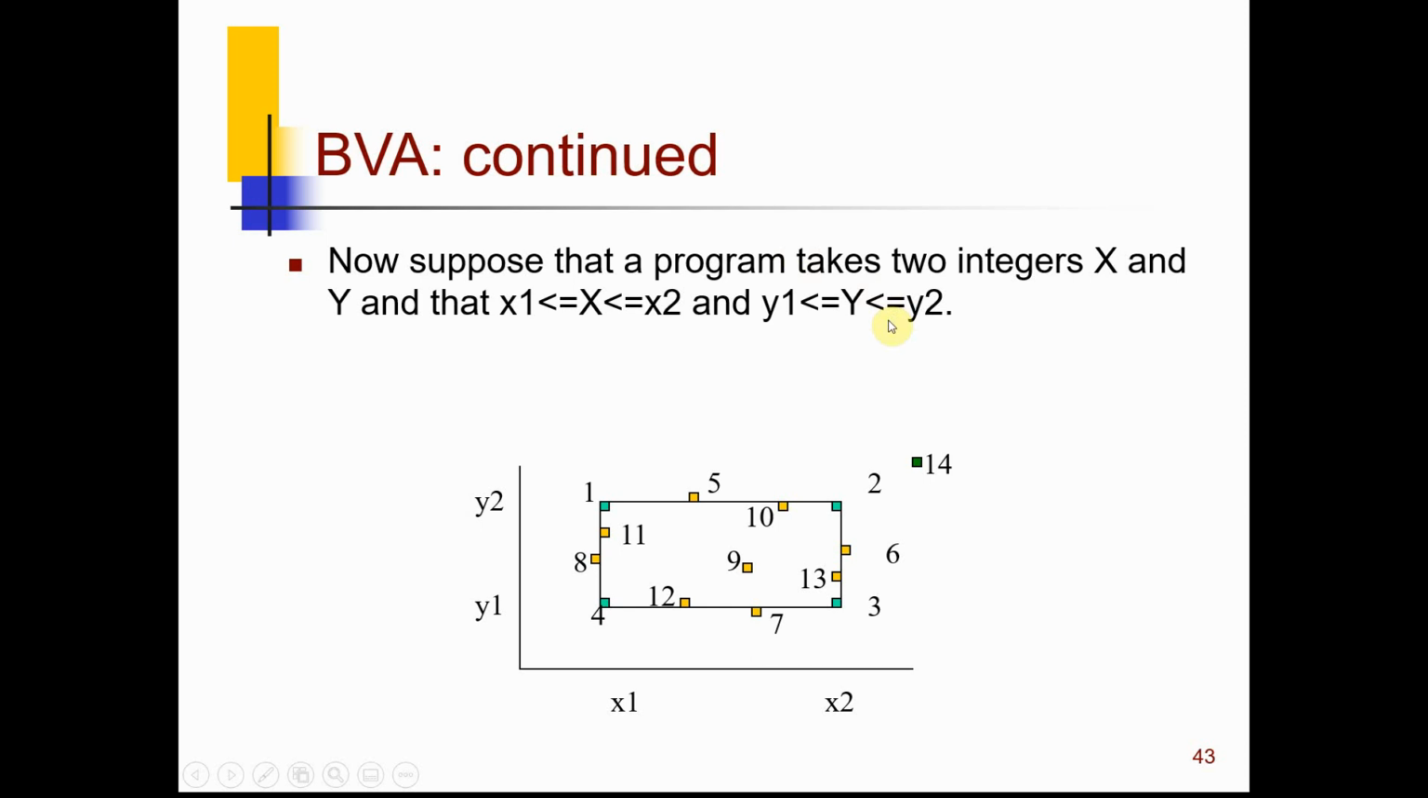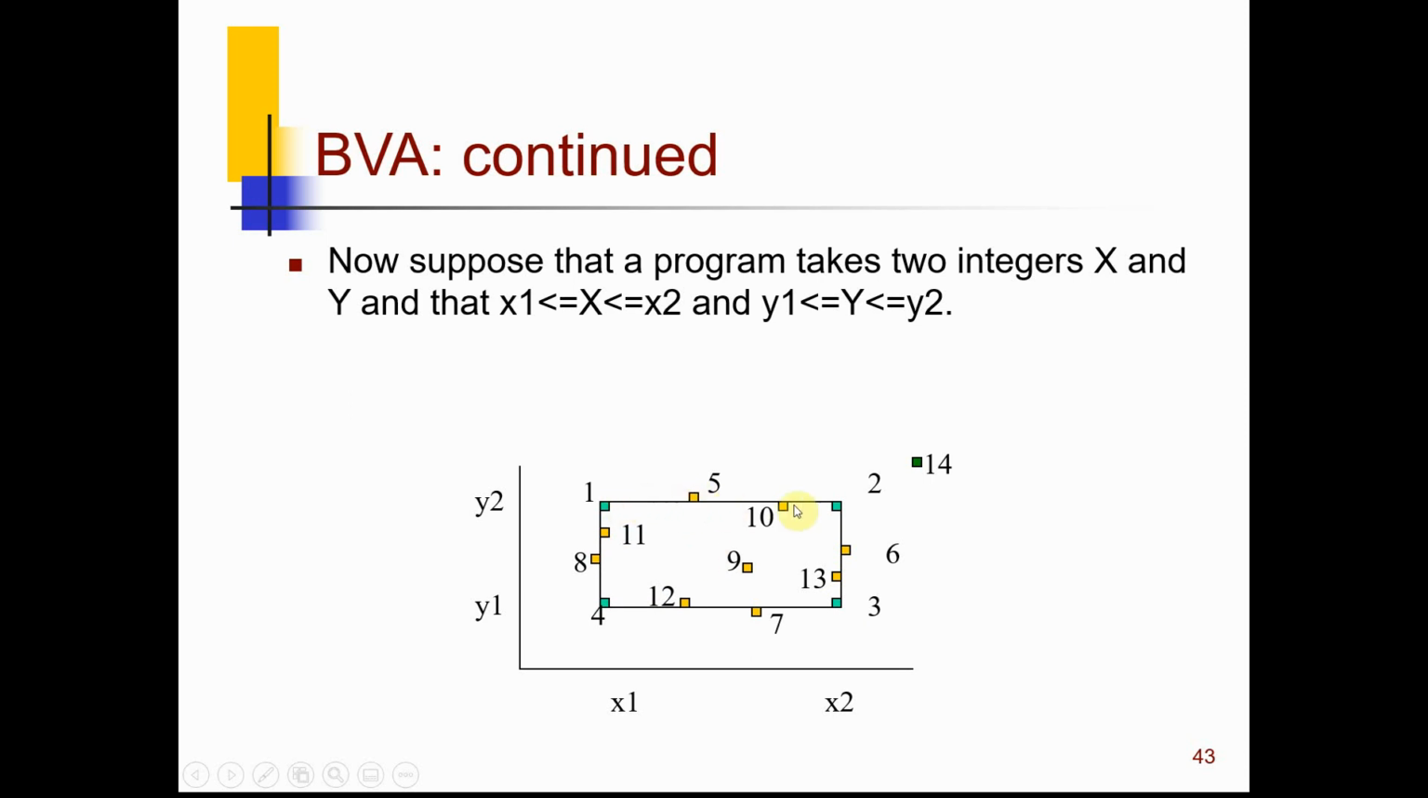So here, if the data involves two integers x and y, where x is between x1 and x2, and y is between y1 and y2, so we have two input data, then we can choose these 14 data for the input. Data 1 is right in the corner here, because x is between x1 and x2, and y is between y1 and y2. It is right within the corner, so it is valid data. And 2 is in this corner, 3 in this corner, 4 in here, and then 5 is invalid data.